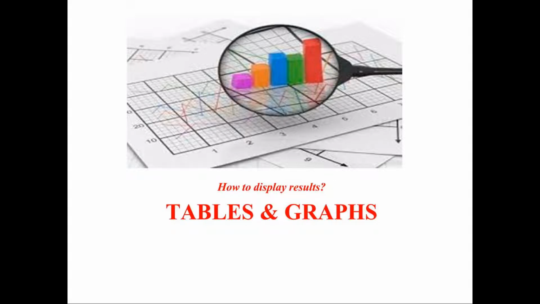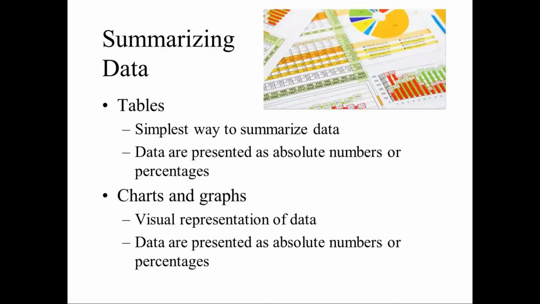So we display our statistical results in tables and graphs. It summarizes the data. A table is the simplest way to summarize data, and they're presented as an absolute number or percentages, whereas a graph or a chart is a visual representation of the data, presented as an absolute number or percentage.